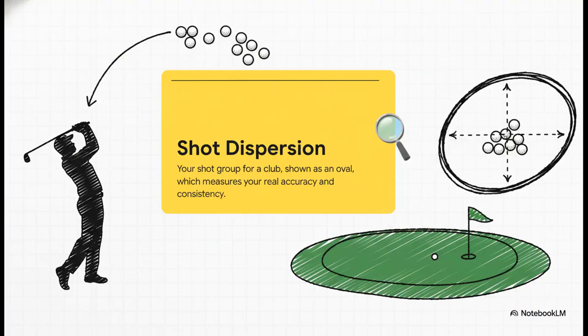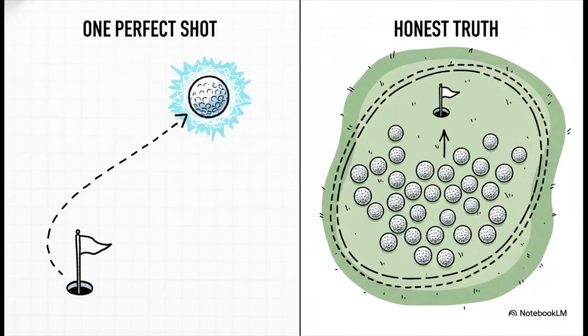Okay, so what is it exactly? Well, just imagine every ball you hit with, say, a 7-iron landing on a green. If you were to draw an oval around all of those shots, that's your dispersion pattern. It's your real accuracy. It's your actual shot group, and it measures everything, your left to right misses and your short to long misses. And this is the light bulb moment.